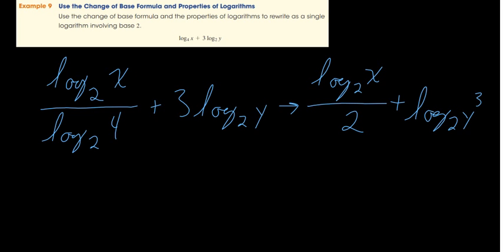Alrighty, and then from here, probably shouldn't have written so large. Alright, so this is where some of the algebra that we have learned previously needs to come into play. We know that this is the log base 2 of x divided by 2. That is the same thing as saying 1/2 times log base 2 of x, right? Because if I were to multiply 1/2 times that, I would end up getting log base 2 of x divided by 2. Same thing.